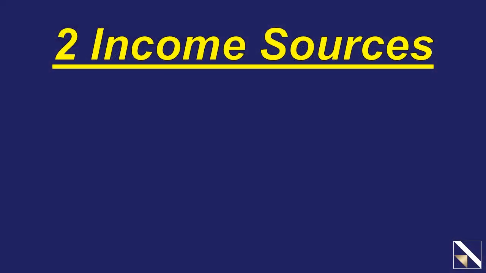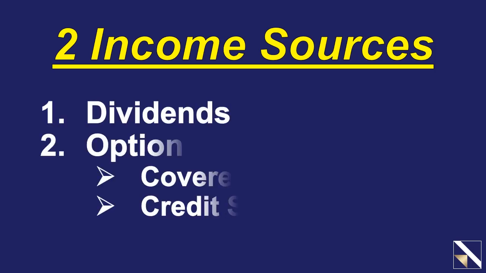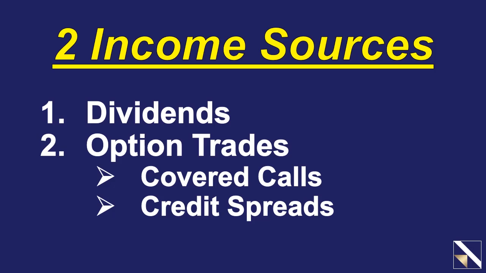Here at VectorVest, the way we teach to generate income involves two main sources. First, through dividends. Second, using option trades, primarily using covered calls and credit spreads. While dividends are a nice source of income, option trades are by far the main contributor to your income system.